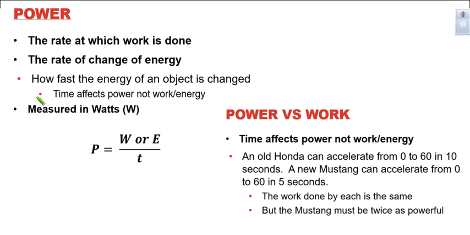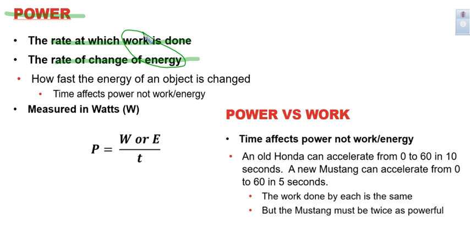The last definition that we're going to talk about in this video is going to be power. So power is the rate that work is done, or the rate of change of energy. Because work and energy, we talked about in our previous video, can be used interchangeably, we can describe this as either one, work or energy. Because it's a rate, we know that it has to include time.